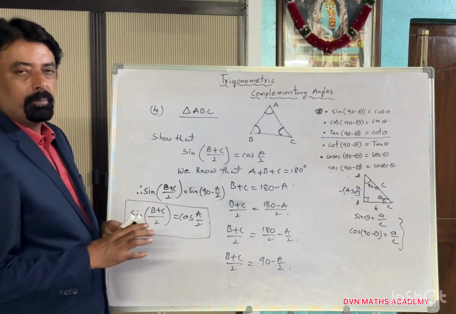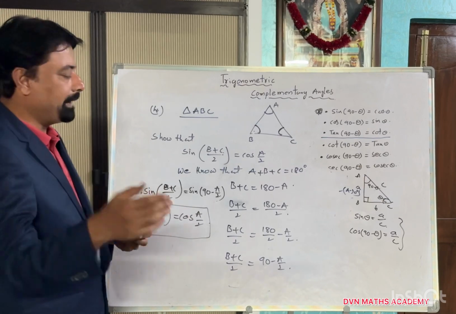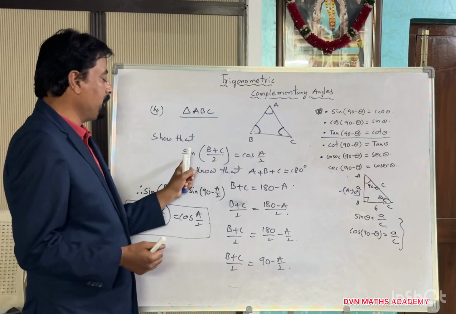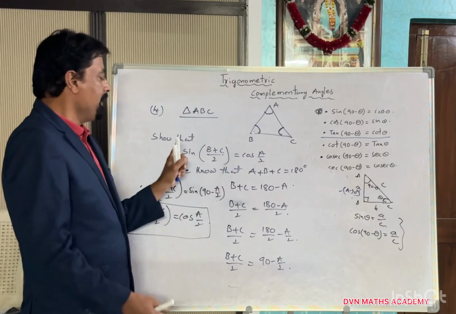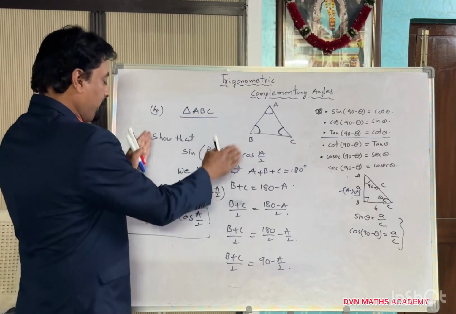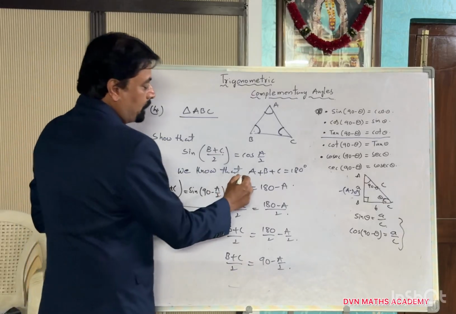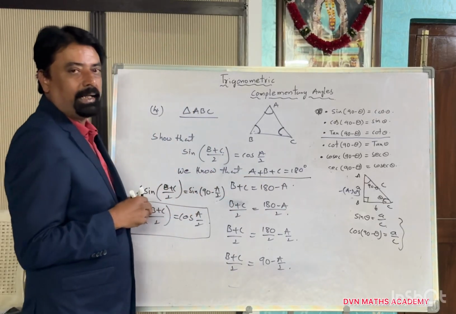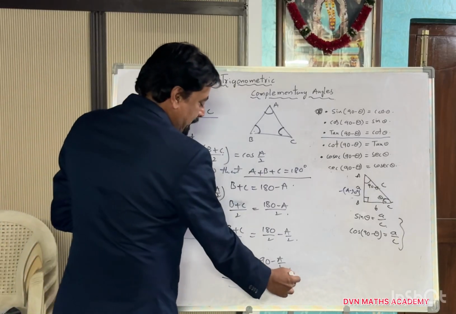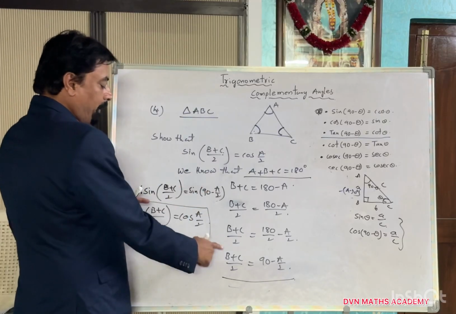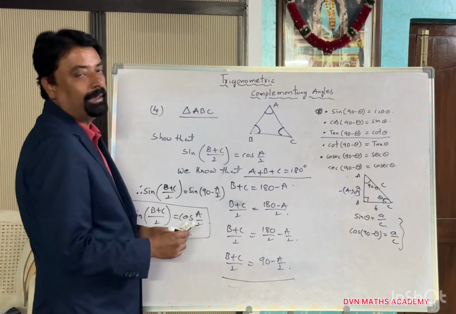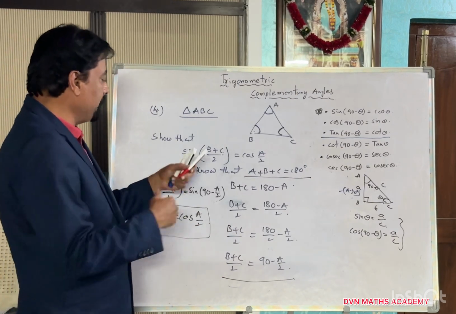This type of question, many times you are asked, and this type of question is also there in your textbook. Here the question is sine (B plus C)/2 is equal to cos A/2. Sometimes it may be tan (B plus C)/2 is equal to cot A/2. Sometimes it may be sec (B plus C)/2 is equal to cosec A/2. But whatever it may be, the process of solving this question is that you begin from here: the sum of three interior angles of a triangle is 180 degrees. Up to here, the process will be the same. If it is asked in cos terms, you apply cos on both sides. If it is asked in tan terms, you apply tan on both sides. Then you will get the answer.